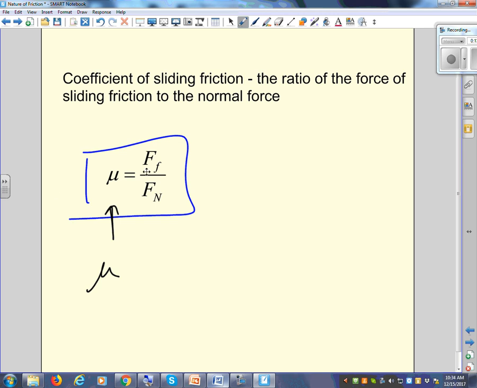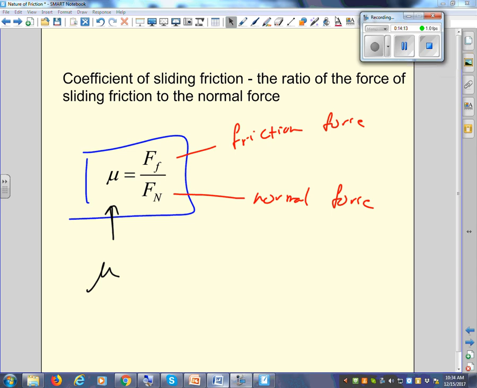Mu is FF over Fn. What does FF stand for? Friction force. And Fn stands for normal force. Right? So that is a formula that you will need to be able to use. Mu equals FF over Fn, and you'll be using it in grade 12 as well. It's fairly important. Anytime there's any friction, you're going to use it. Okay? So put that in your little toolbox of formulas.